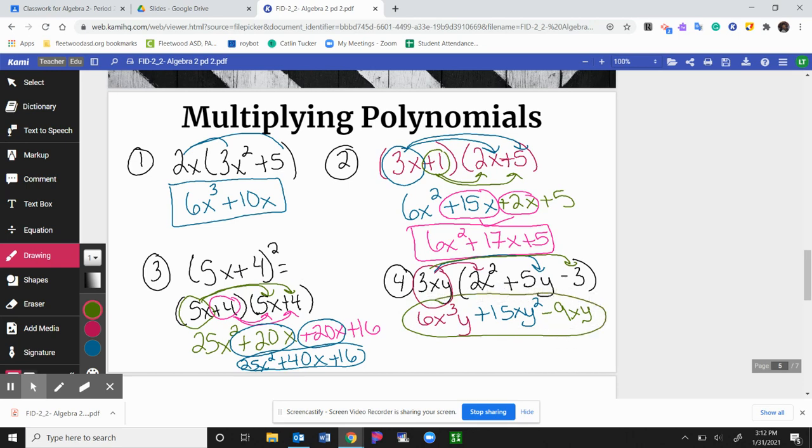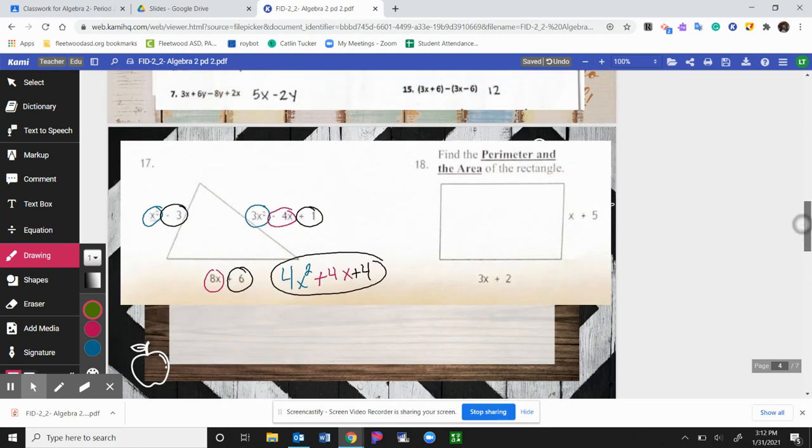Okay, so again, guys, if we go back to that perimeter problem that we were doing before, this second one asks for area. Area is just length times width. So I would just be taking my 3x plus 2 times my x plus 5 here, and multiplying them to find the area of this.